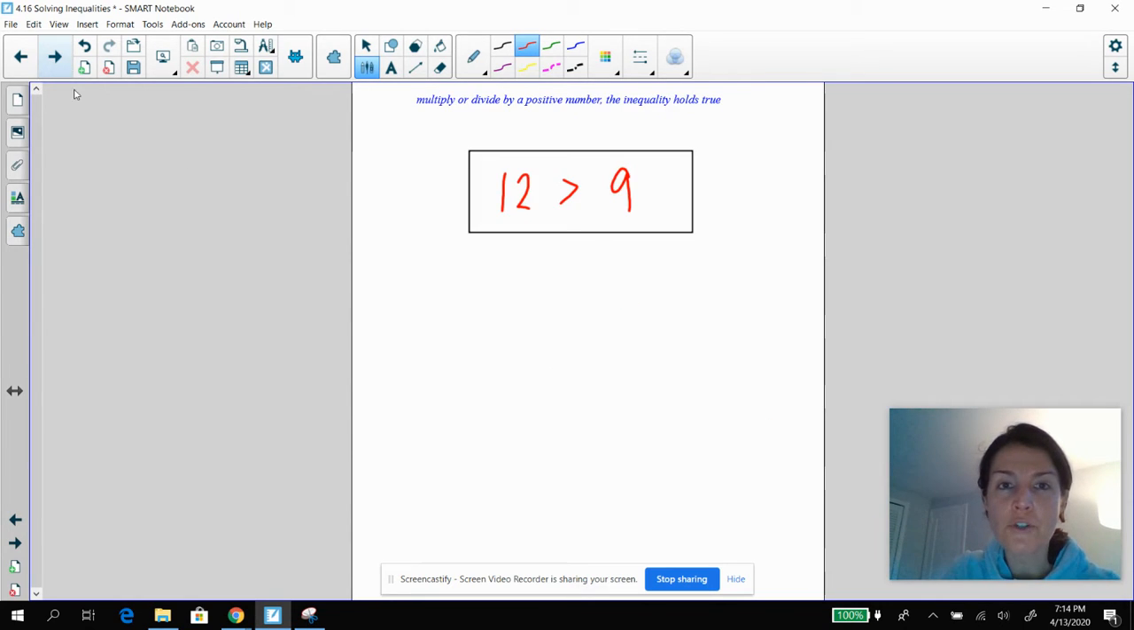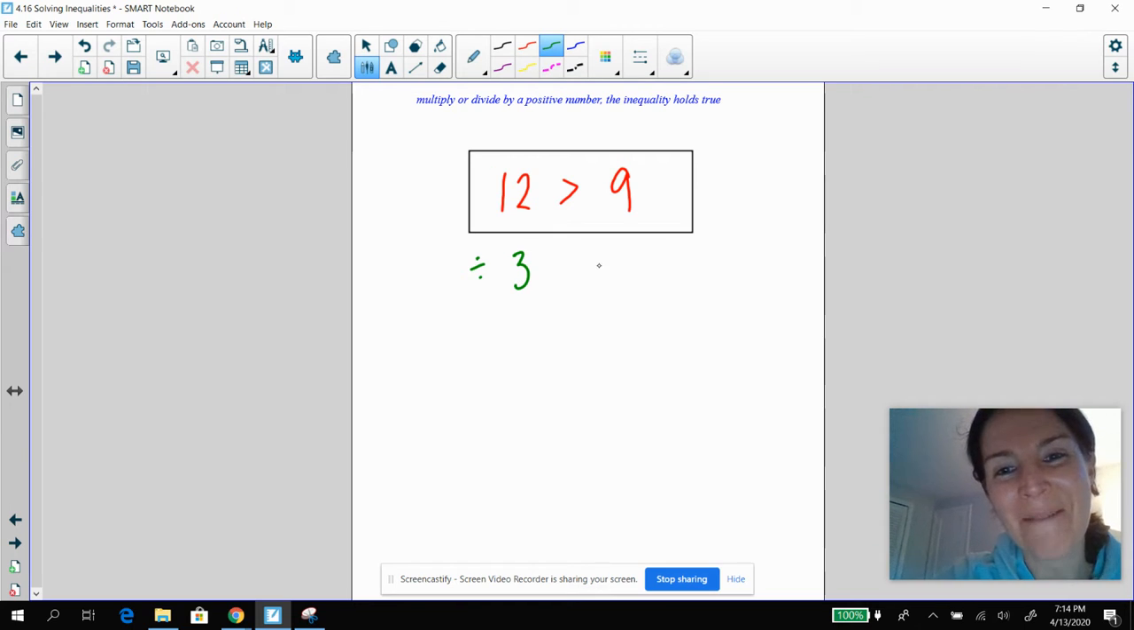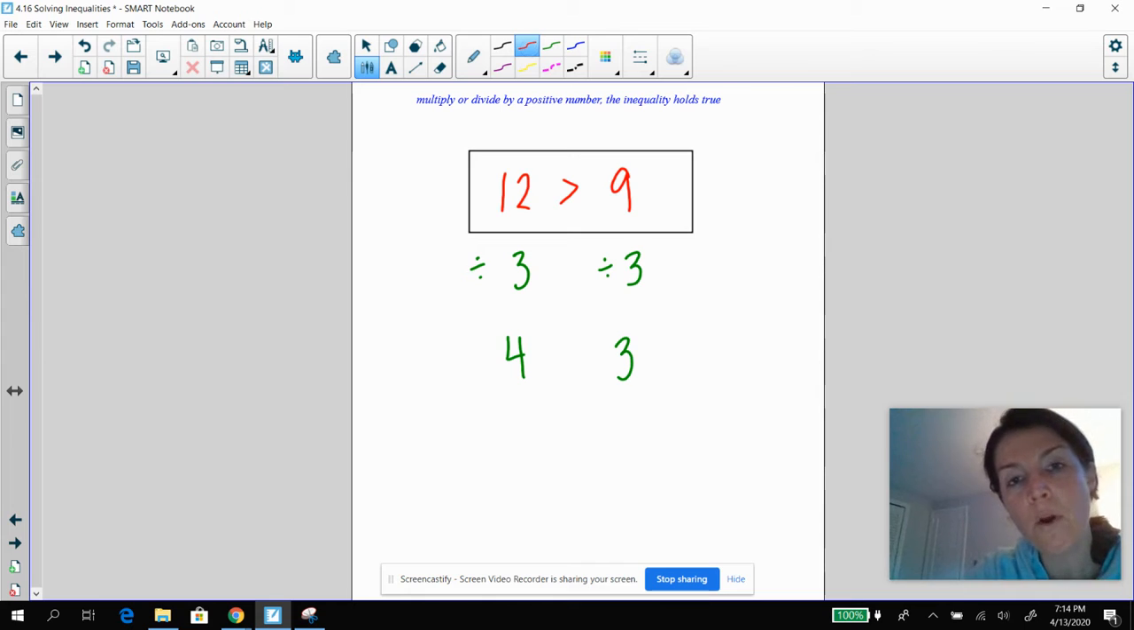The same thing is true if you multiply or divide by a positive number. So let's divide both sides by positive 3. So 12 divided by 3 is 4, and 9 divided by 3 is 3. Oh, well, look, before, the left-hand side was greater than the right-hand side.